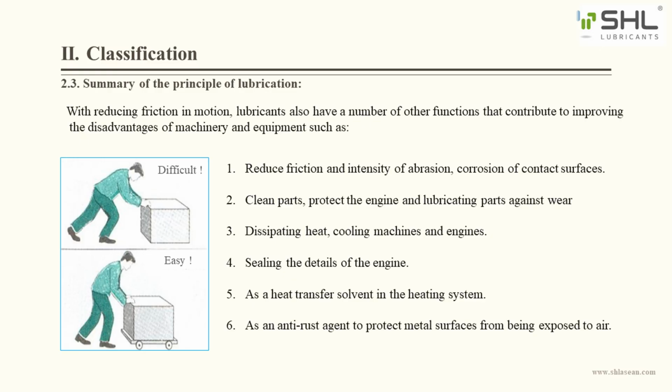With the reduction of friction in motion, there are other functions that contribute to improving the disadvantages of machinery, such as reducing friction and wear intensity of the contact surface, helping the machine operate smoothly, thereby ensuring maximum operating capacity of the machine, cleaning parts, protecting the engine and lubricating parts. Anti-wear, avoiding sludge formation during operation, reducing maintenance and repair costs as well as downtime when engine and equipment fail. Guarantee the life of the machine.